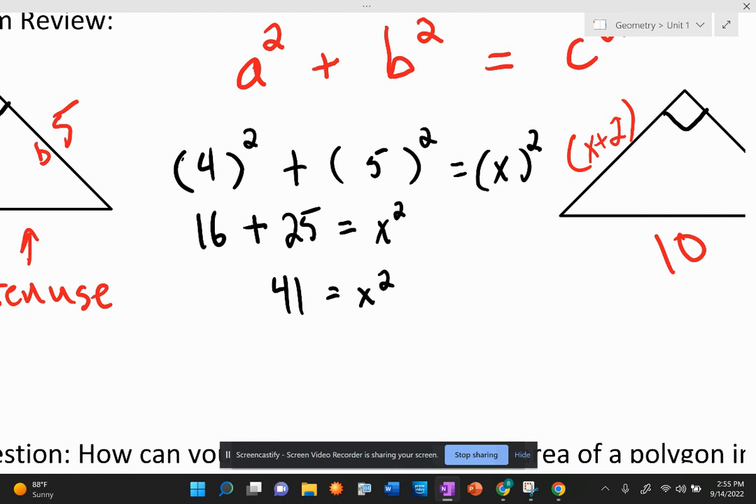So we've got 41 equals x squared. We need to get x by itself. What is the inverse operation? Square root. Okay, so we have x squared. We need to undo that operation to get x by itself. To undo a square, we have to square root it. So you're going to square root both sides.